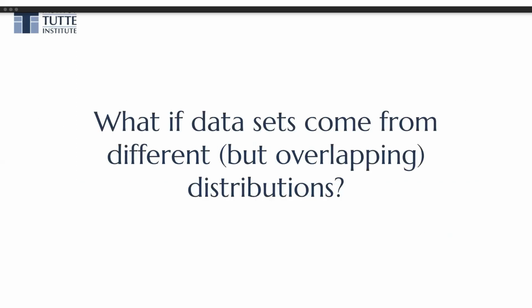All right. Now, what if your data sets come from different but overlapping distributions? Trying to apply a dot transform to data which your training data was not representative of can be a very, very dangerous game. Maybe your underlying data is non-stationary. Maybe you have a nasty sampling bias in your original data acquisition. Either way, what can we do?